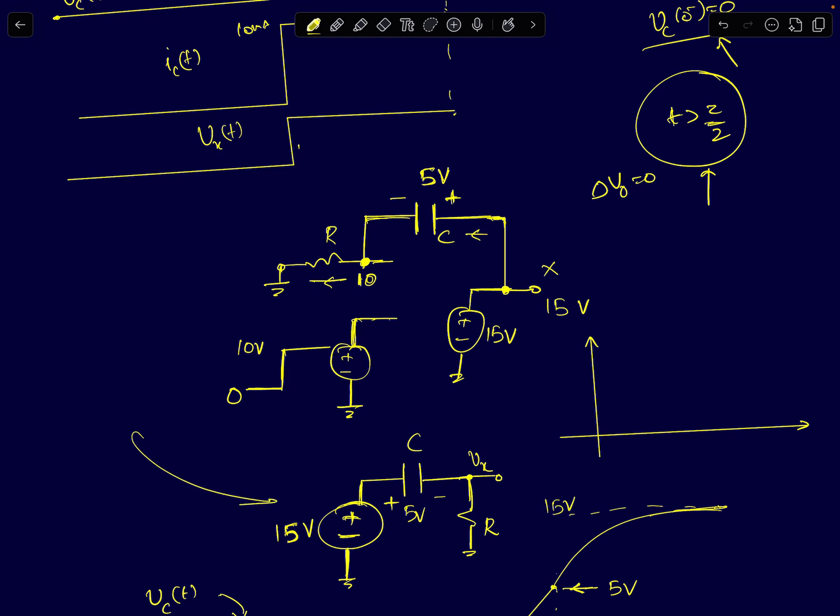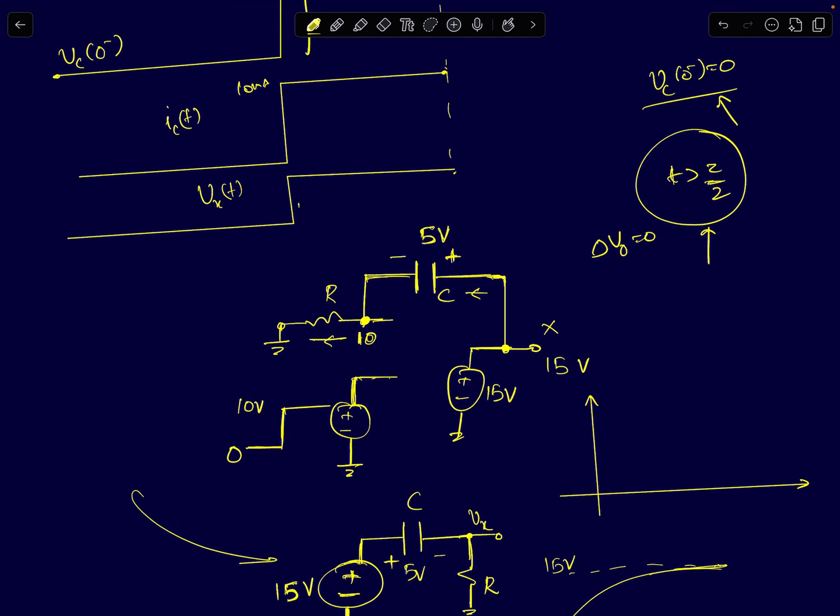Now mind you, the capacitor alone was initially starting off at 0 volts because we have assumed Vc of 0 minus is 0. Slowly it accumulates a voltage of 5 volts. At the end of tau by 2 seconds, the output is at 15 volts and Vx is at 10 volts, so the voltage across the cap is 5 volts. It was 0 initially and it increases linearly till 5 volts at t equal to tau by 2.